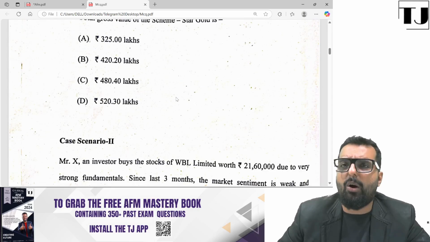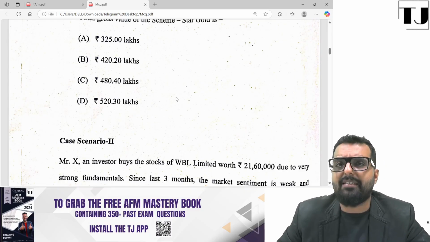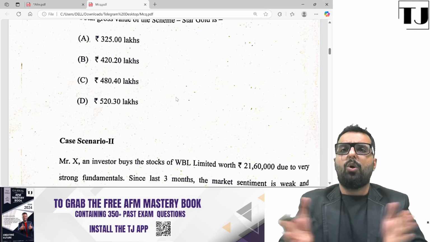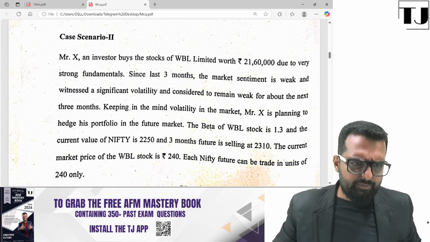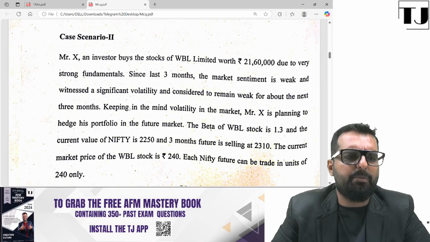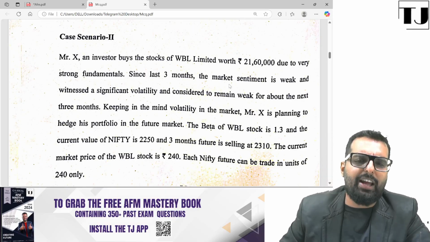Very simple. How do you find out NAV? Total assets at realizable price minus liability at realizable price, whole divided by what? Number of units. Then you have a case scenario number 2. Mr. X buys the stock of WBL for 21 lakh 60.